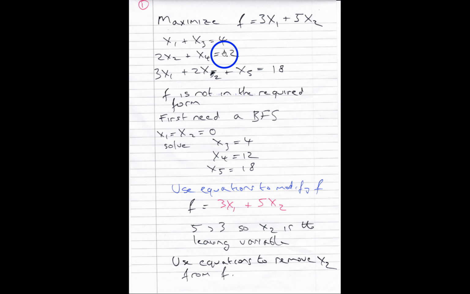Okay, so what we have is 3x1 plus 5x2, and what we want to do is recast this somehow into some number minus some combination of decision variables. We have some equations, so we're going to use some of these equations to rewrite this f. The algorithm goes, because this is 3x1 plus 5x2, we're going to try and remove the x2 from the objective function.